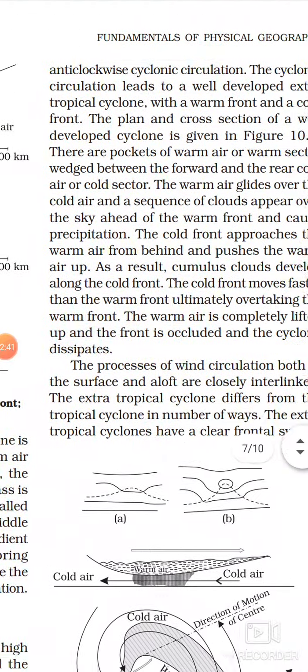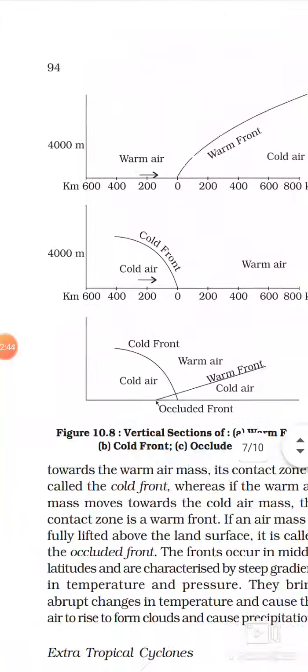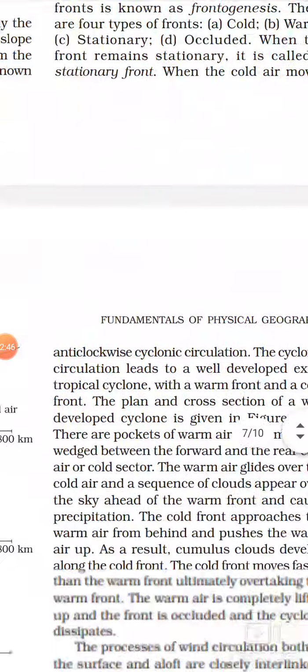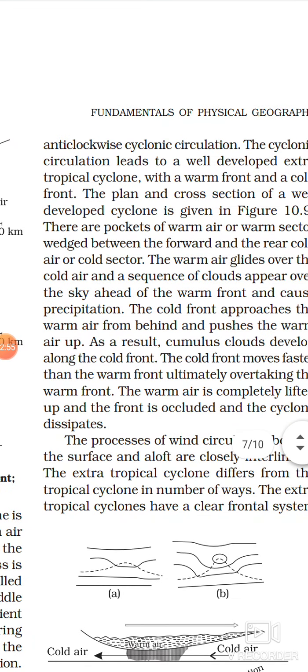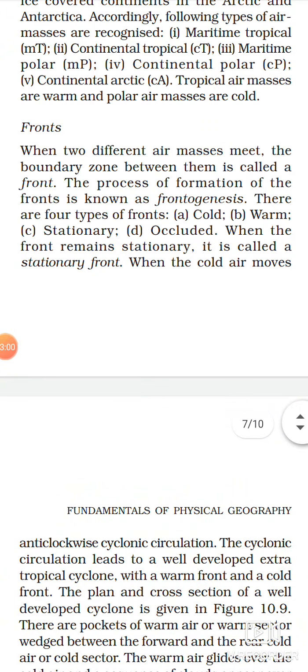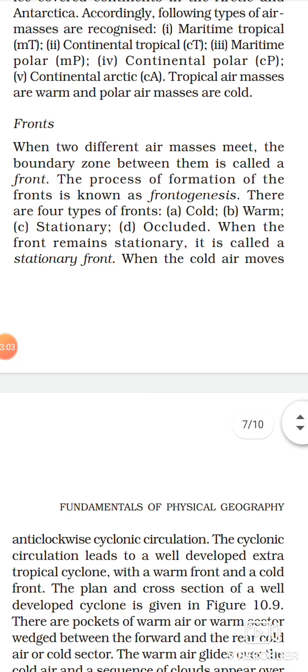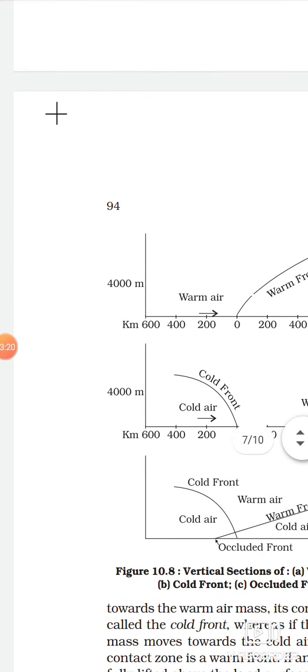So it's about the front, which is actually a meeting point or a boundary between two air masses. When air masses meet at a transition zone, they create a front. This process is called frontogenesis. Four types of front: cold, warm, stationary, and occluded. When the front remains stationary, it is called a stationary front. When the cool air moves over the surface of warm air, it is the creation of a cold front.